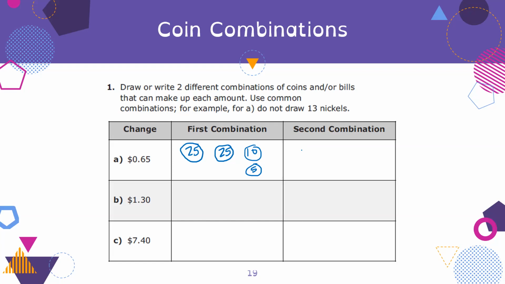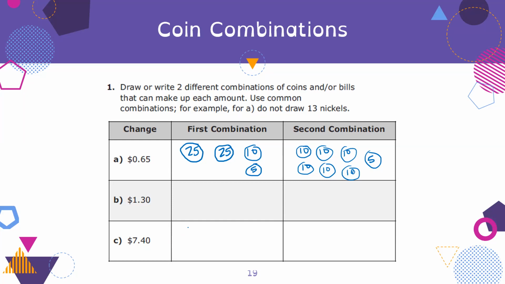Another way could be, maybe you do want to get rid of a bunch of change. So maybe you're going to do 6 dimes, and a nickel, 5 cents, and that would be 65. Both of these are totally fine. And technically 13 nickels would be fine too, just to give you, trying to think of some groups. I'm going to skip over B and let's do C, which is $7.40.